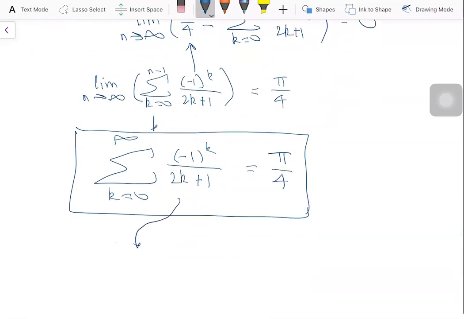So let's see how the sum looks. We sub in some terms. We have 1 minus 1 over 3 plus 1 over 5 minus 1 over 7 plus 1 over 9 and so on. This alternating sum, minus, plus and minus, of 1 divided by odd numbers will converge to pi over 4.